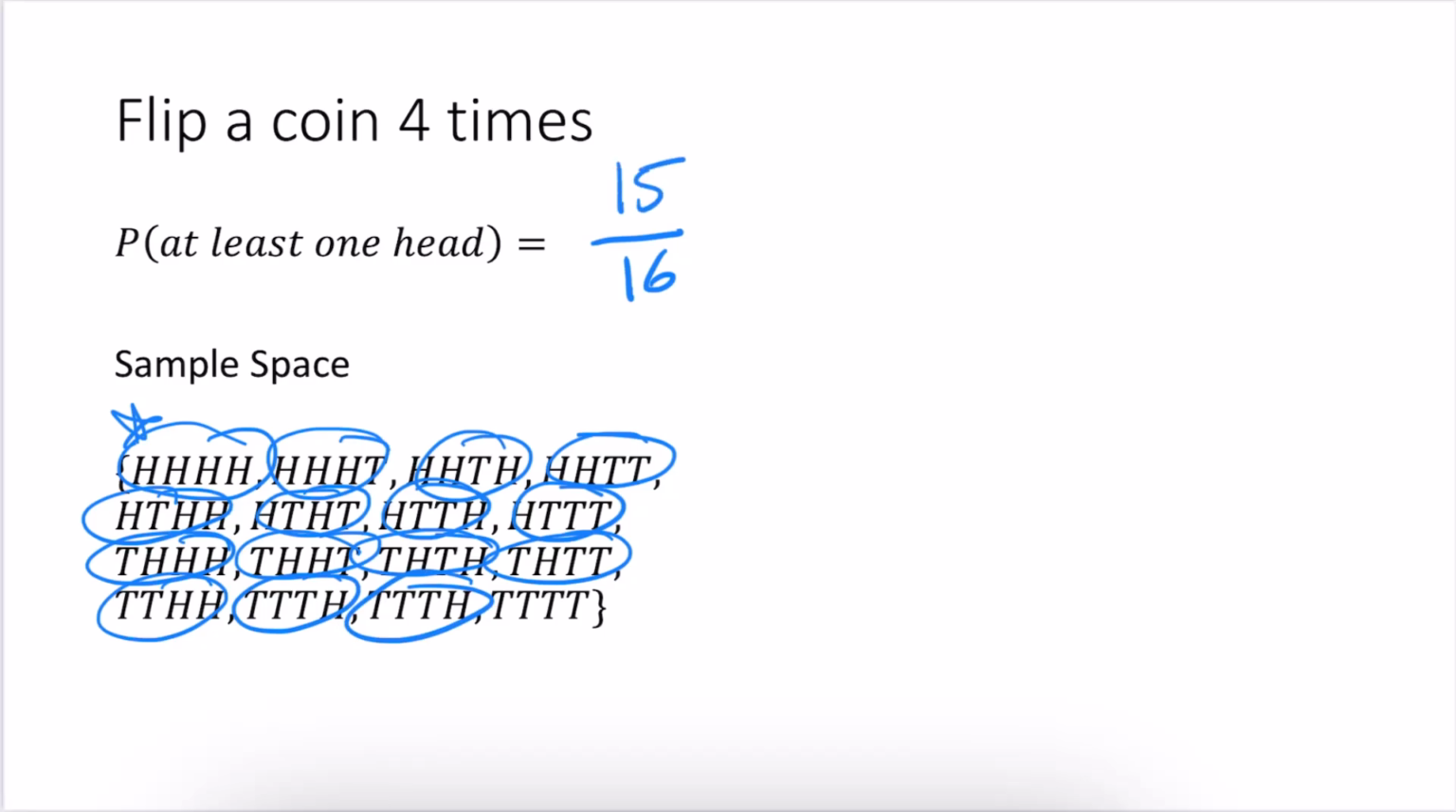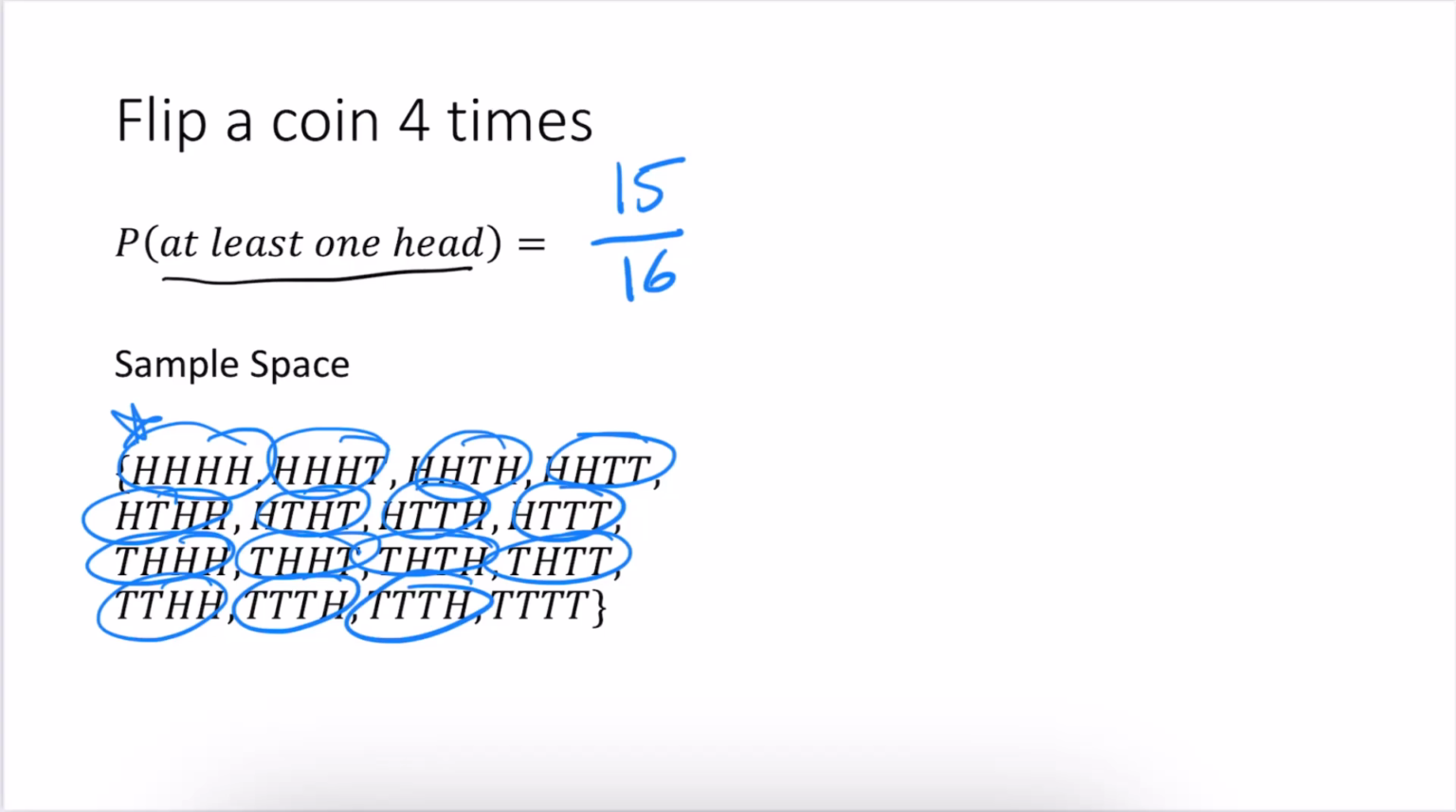Now, this wasn't terribly hard for this problem because flipping a coin only has 2 options. But if you were doing something like rolling a die 6 times or 4 times or whatever, that would be a sample space that you definitely don't want to have to list out. So we want to figure out an easier way to calculate the probability of finding at least one outcome.